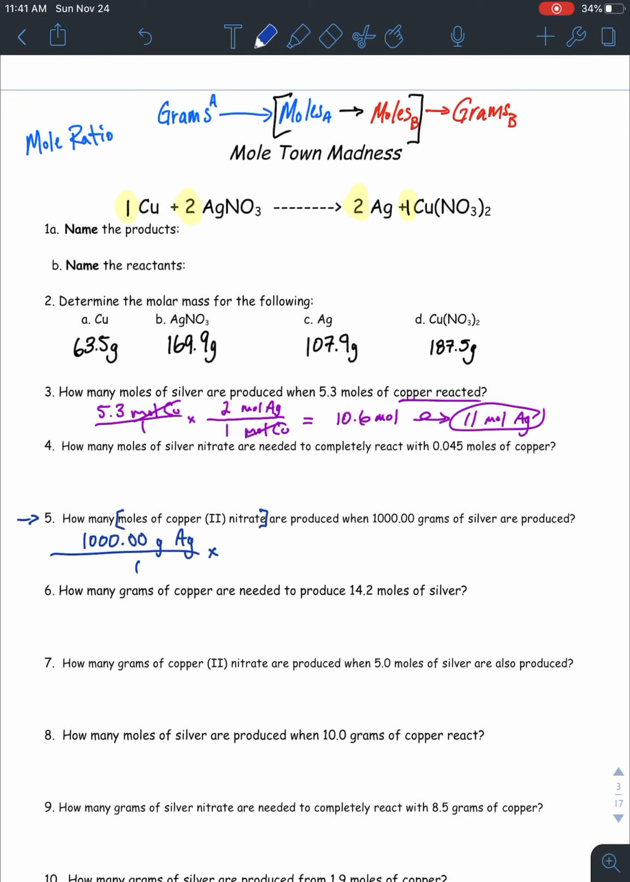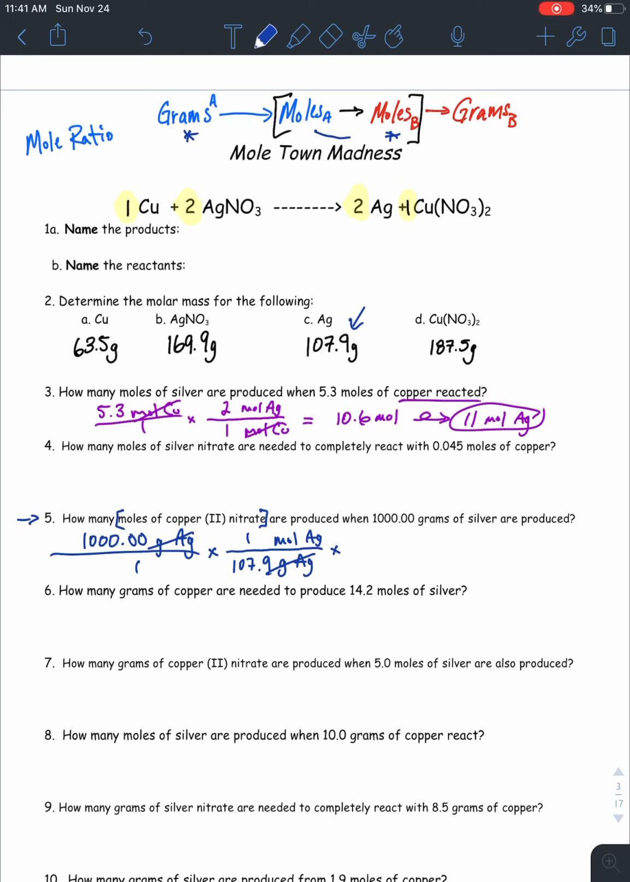In this case, we're starting at grams of substance A. We'll call whatever we start with substance A, and whatever we're going to, substance B. So we're going from grams of A to moles of B. We know we have to go 2 steps: from grams of A to moles of A, and then from moles of A to moles of B. In this first step, we go from grams of silver to moles of silver. For every 1 mole of silver, we can look at our molar mass that we found up here, which is 107.9 grams of silver. The units will then cancel out.